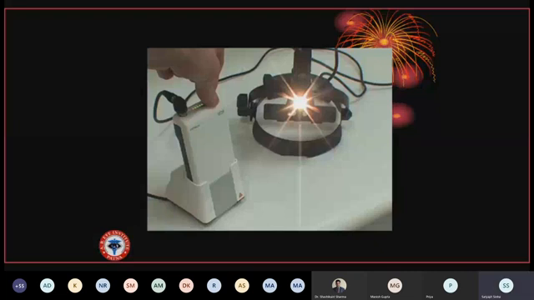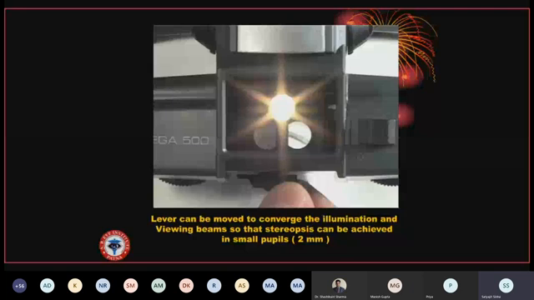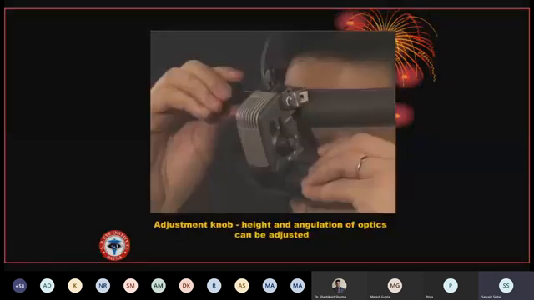Now, what is this lever, the bottom lever? This lever can be moved to converge the illumination and the viewing beams. As I told you, this is Gullstrand's principle, you can see these three beams. Can you see it on the screen? This can be moved to converge them so that these three beams then pass to the pupil and the stereopsis can be obtained, even in small pupils. Sometimes the pupil doesn't dilate properly. It is only 2 millimeters. So then you use this lever to approximate these three beams so that again they pass through the pupil. This is the adjustment knob on the top right hand side, where the height and the angulation of the optics can be adjusted. Okay, everyone is following me?